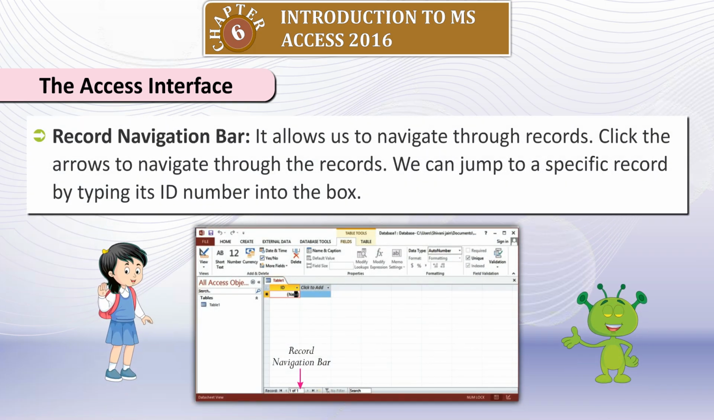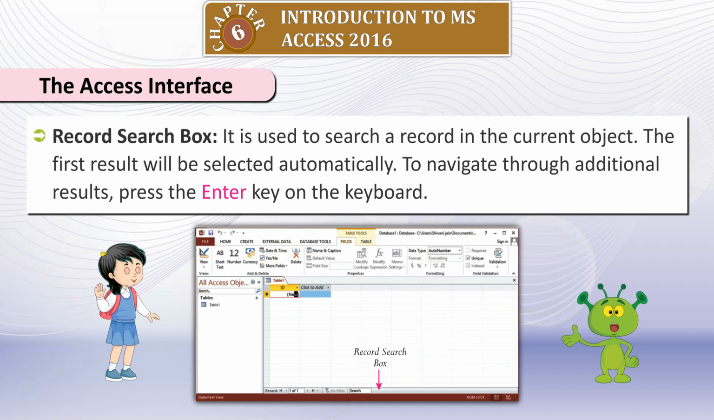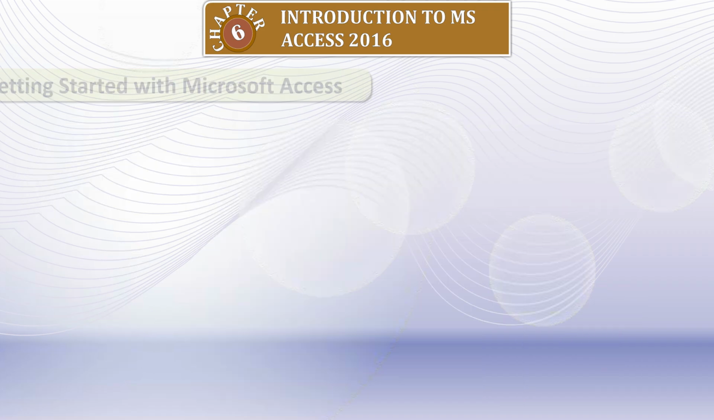Record navigation bar. It allows us to navigate through records. Click the arrows to navigate through the records. We can jump to a specific record by typing its ID number into the box. Record search box. It is used to search a record in the current object. The first result will be selected automatically. To navigate through additional results, press the Enter key on the keyboard.